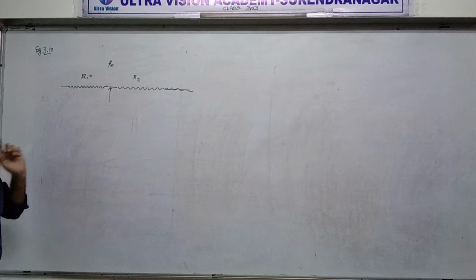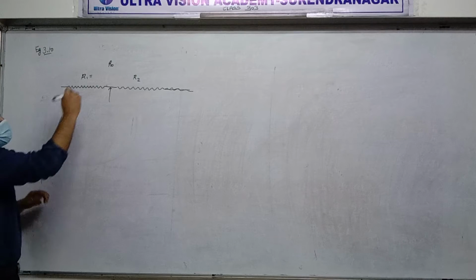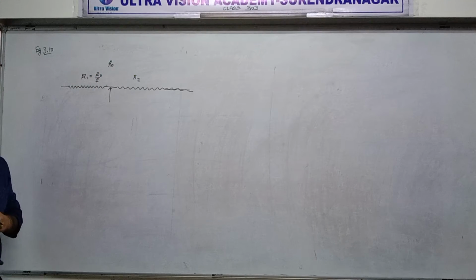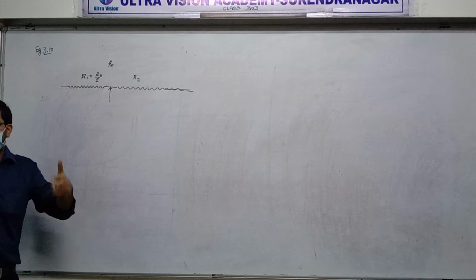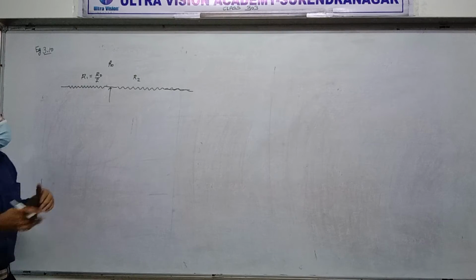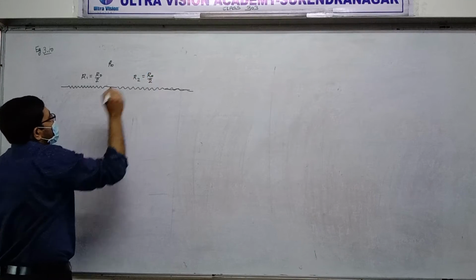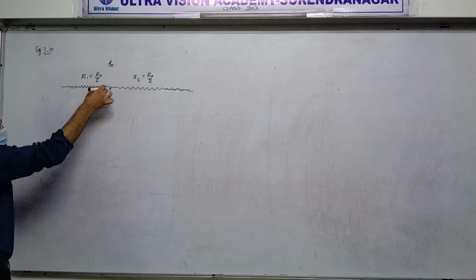The question again: this jockey is exactly in the middle. So what will be R1? R0 by 2. R0 by 2. Raise your hand if you understood that. Why so? Half length, so half the resistance. Correct or not? And what is R2? R0 by 2. Is this clear?